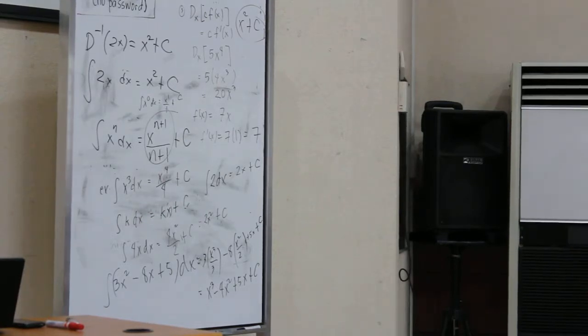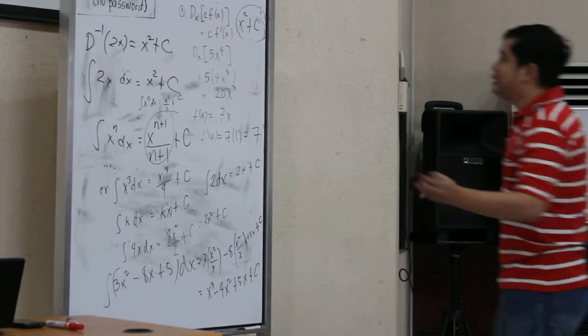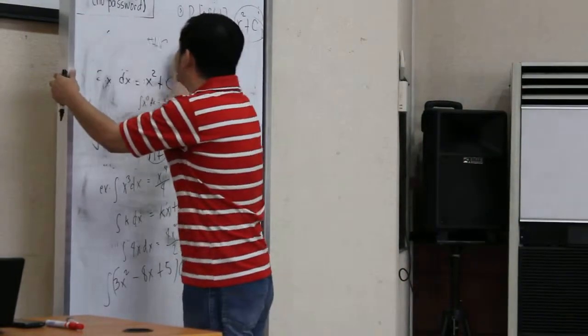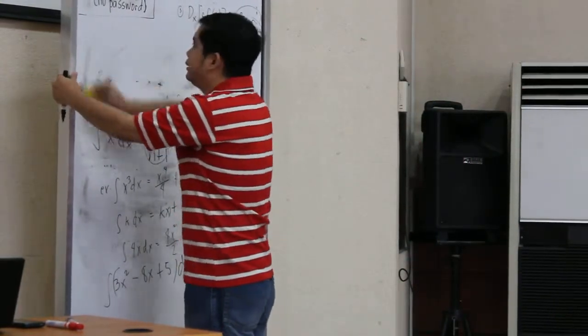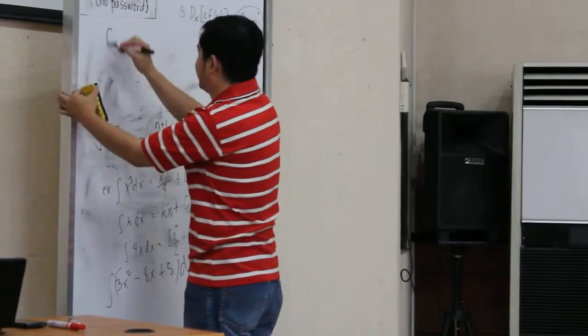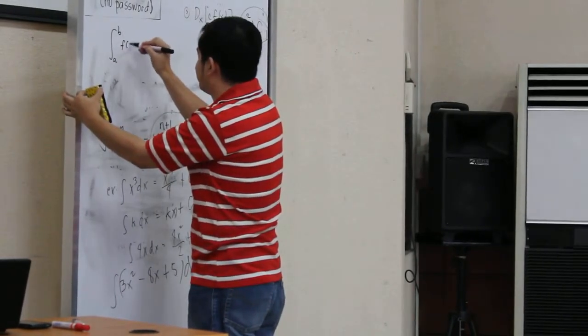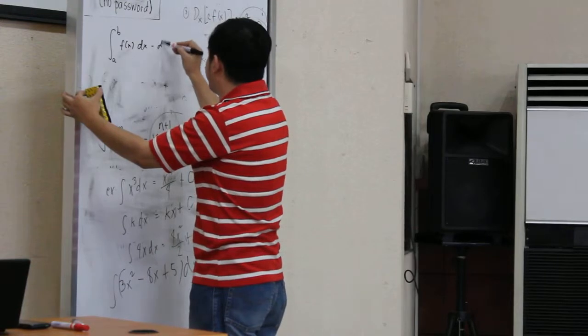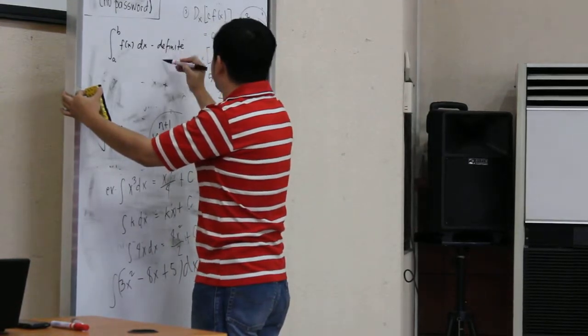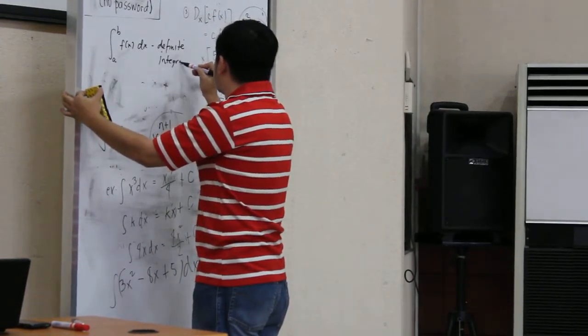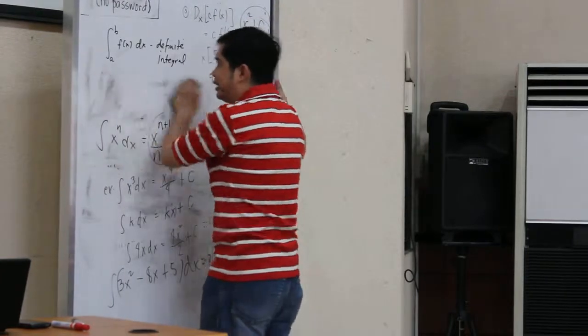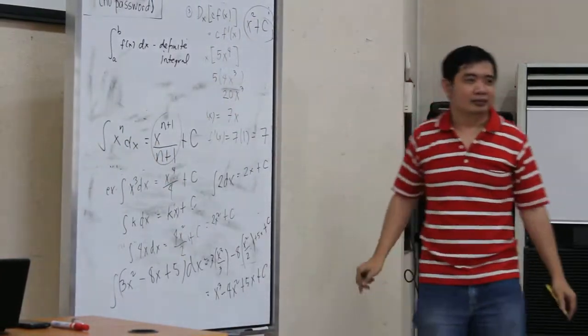Okay. Now, let me answer that question. What about those where you take the integral and there's a number before the symbol and after the symbol? Okay. First of all, that expression is called a definite integral. We call it a definite integral, this expression.